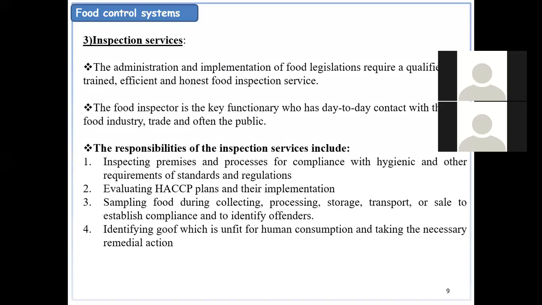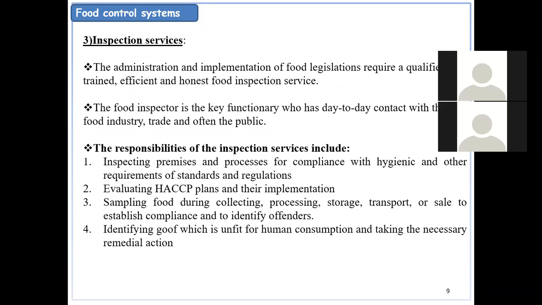So passing to the third department, the inspection services. The performance of this department mainly relies on qualified inspectors, honest, efficient and very well trained, okay? So sometimes the problem with the inspector is not that he's not honest. Sometimes he doesn't have the know-how. Sometimes he's not well trained. Sometimes he doesn't have tools to analyze.